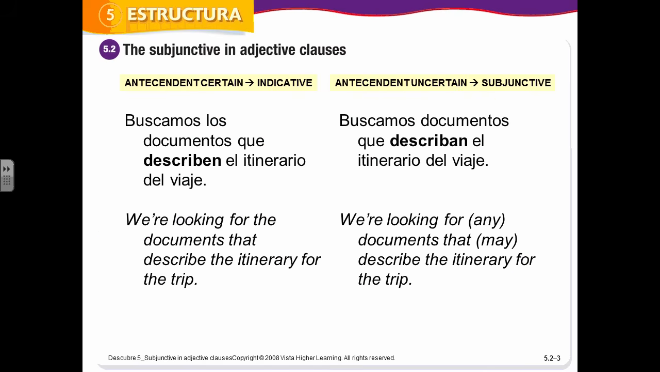Otro ejemplo. Okay. Buscamos los documentos que describen el itinerario del viaje. So we are looking for the documents right here that describe the itinerary for the trip. They exist. So we would use the indicative. On the other side, buscamos documentos que describan el itinerario del viaje. We don't have los, which means specific documents. It translates to we are looking for any documents that may describe the itinerary for the trip. We don't have them yet. We're trying to find them. That's why you would use the subjunctive.